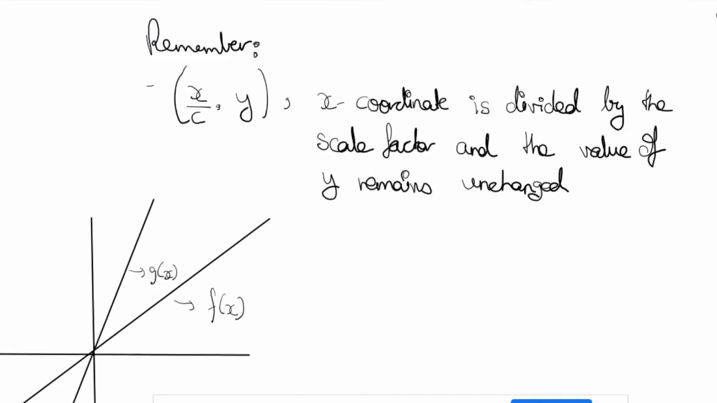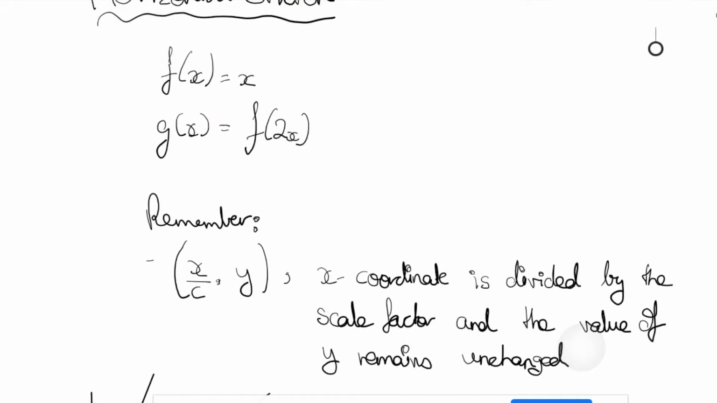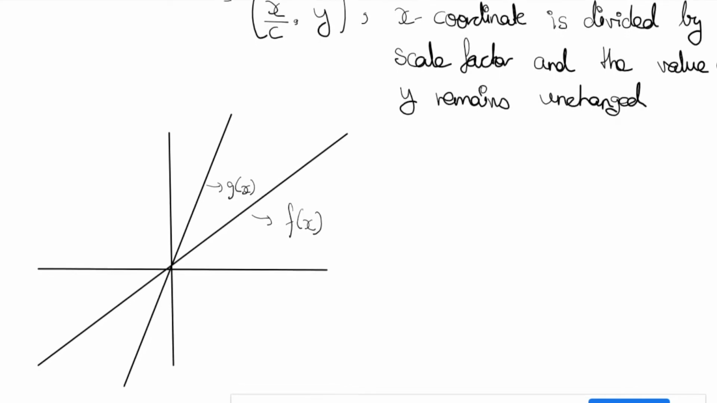So for example, like I've taken f of x is equal to x and g of x is equal to f of 2x, I have drawn the diagram over here for it. So the x coordinate is divided by the scale factor, while the y coordinate remains unchanged.